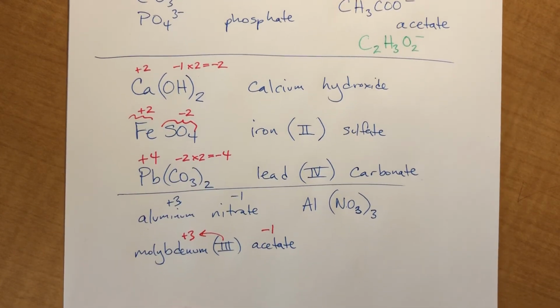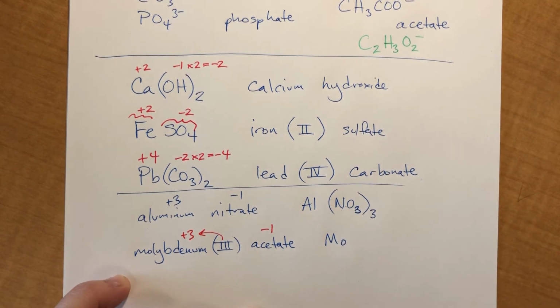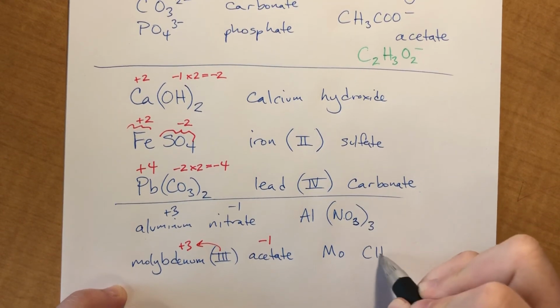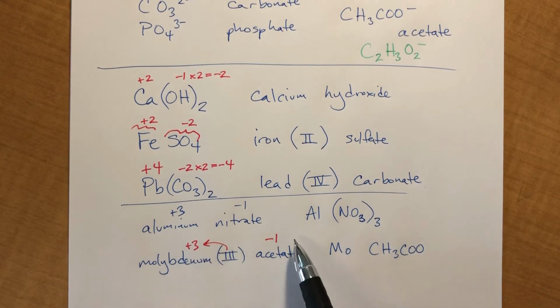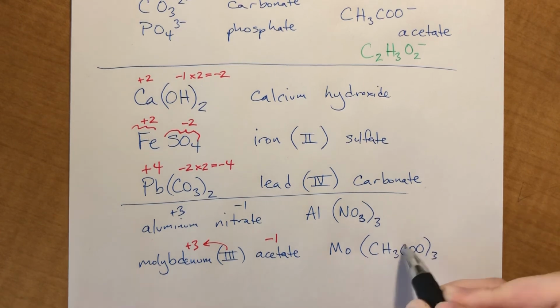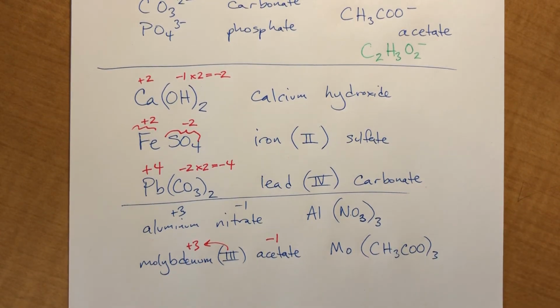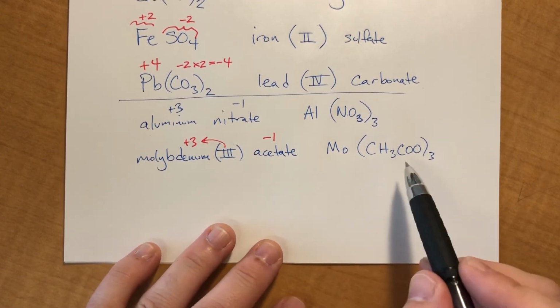So in terms of writing this out, molybdenum is Mo on the periodic table, and acetate is CH3COO. This is +3 and -1, just like this one was, so we're going to need 3 of that entire thing to cancel out the molybdenum. Okay. If you can get this much, I'm happy.